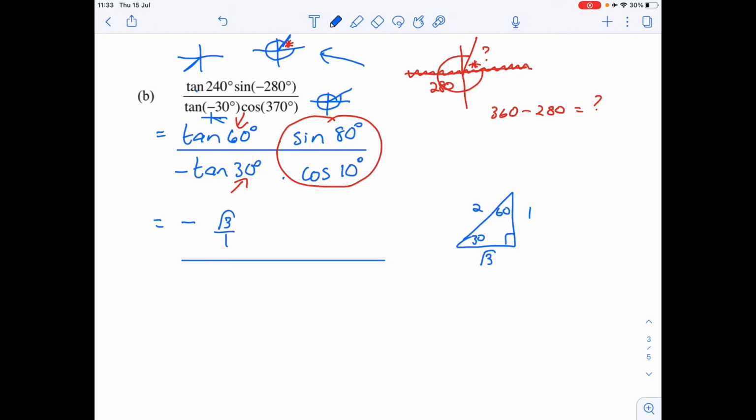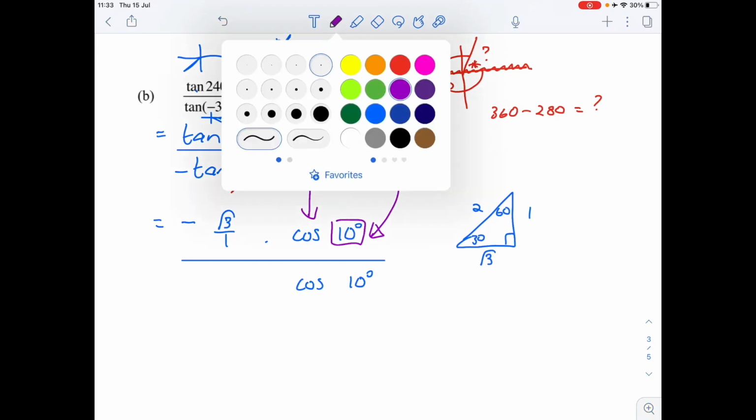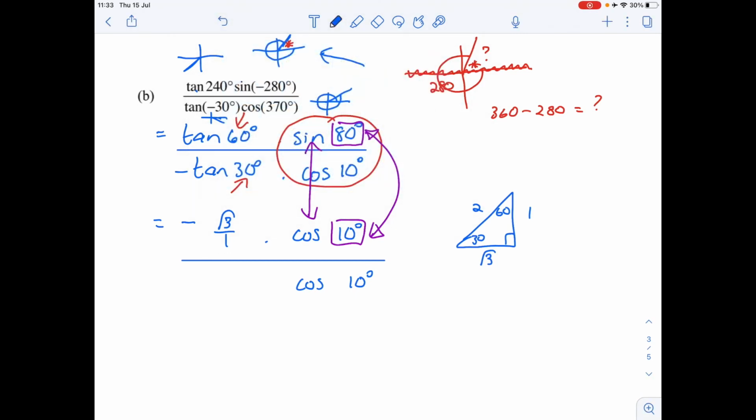This time I'm going to change sine to be cos of 10. And the cos of the 10 at the bottom can stay. Remember, I can do that because 80 and 10 are complementary angles. They add up to 90. And sine changes to cos or cos to sine. And then at the bottom here, I want to know, why have I made that minus? That must go. Tan of 30 is opposite over adjacent, so it's 1 over root 3.